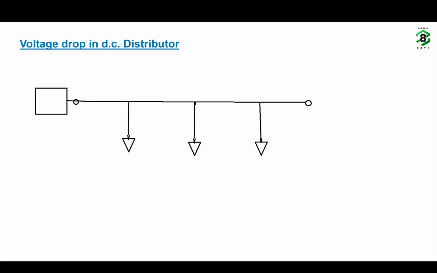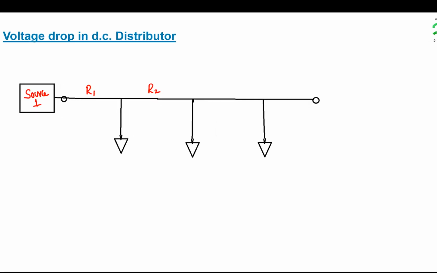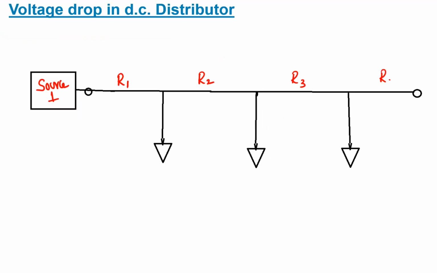Next, voltage drop in a DC distributor. Here we have considered a DC distributor which is fed from the source at one end. Let the resistance of this branch be R1, R2, R3 and this is R4. Let this point be A, this point be B. Let the currents be I1, I2 and I3. All are DC currents. Now, what is the current flowing through resistor R1? Resistor R1 carries the total current I1 plus I2 plus I3.